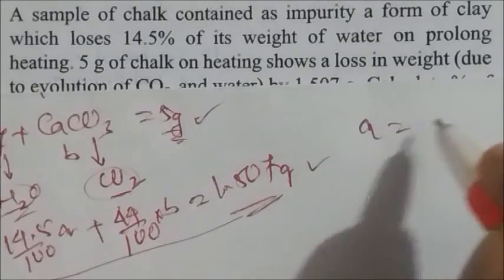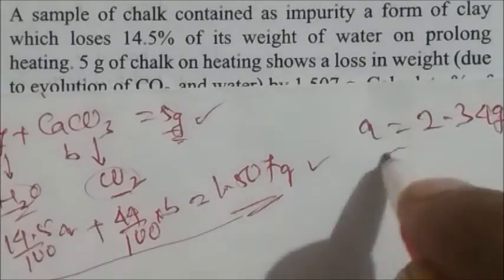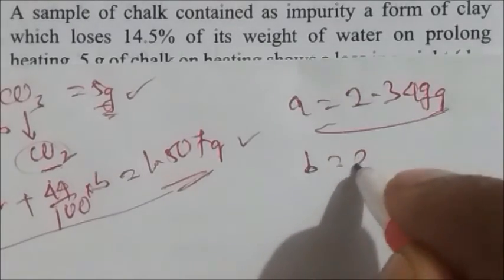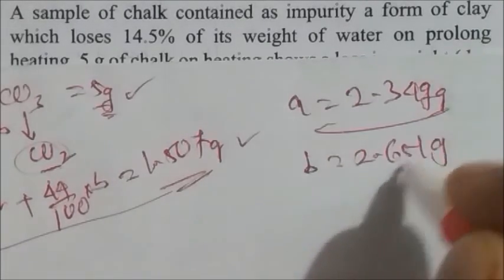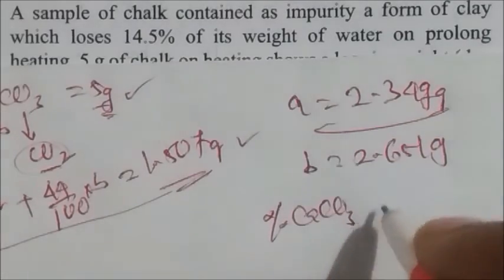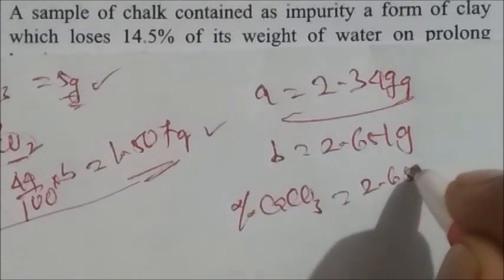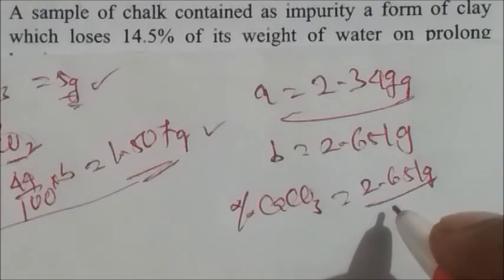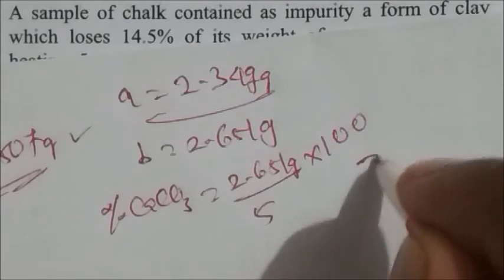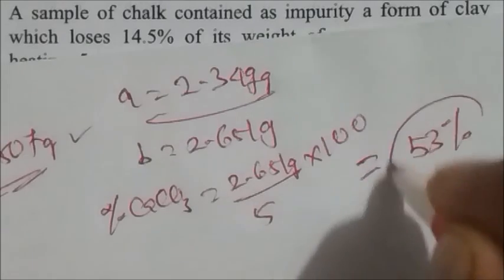So on solving, you can get the value of A. A will be equal to 2.349 grams. So this is the weight of clay. Similarly, weight of chalk will be 2.651 grams. The total weight is 5 gram. And what is the percentage of calcium carbonate? They are asking chalk. The weight of chalk is 2.651 gram, and the total weight is 5 gram. If you multiply it by 100, after multiplying, you will get the total answer, that is 53%. This is our answer.